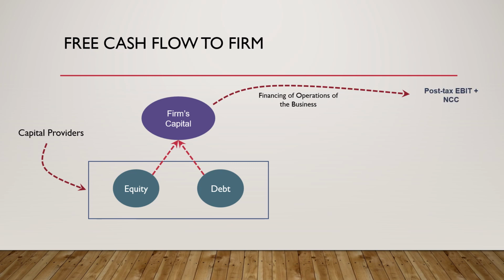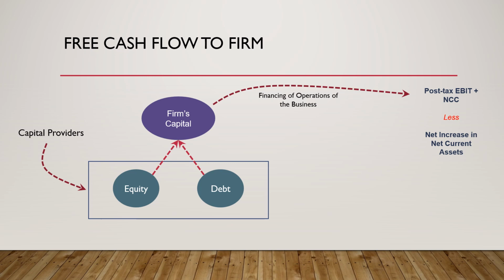Once we take out all operating expenses from the revenues, excluding interest, we arrive at the earnings before interest and taxes. In order to factor in the impact of taxes, we multiply the EBIT figure by a factor of, within brackets, 1 minus tax rate. This gives us the post-tax EBIT. To this, we now need to add all non-cash charges, including depreciation and amortization.